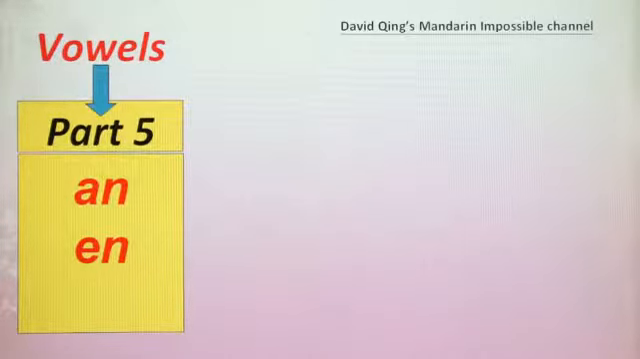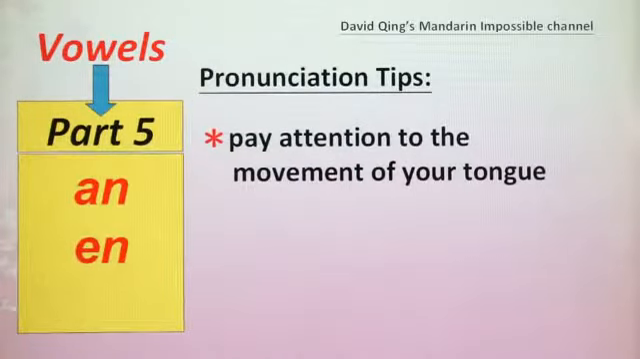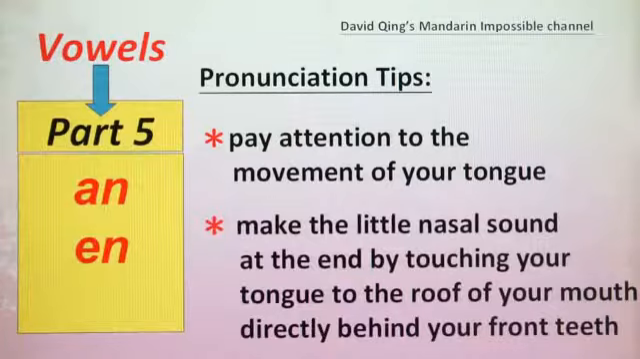For these 2 symbols, please pay attention to the movement of your tongue. Each of these symbols has a little nasal sound at the end, made by touching your tongue to the roof of your mouth directly behind your front teeth. The nasal sound is formed in the front part of your nose. Please watch and pronounce it after me.